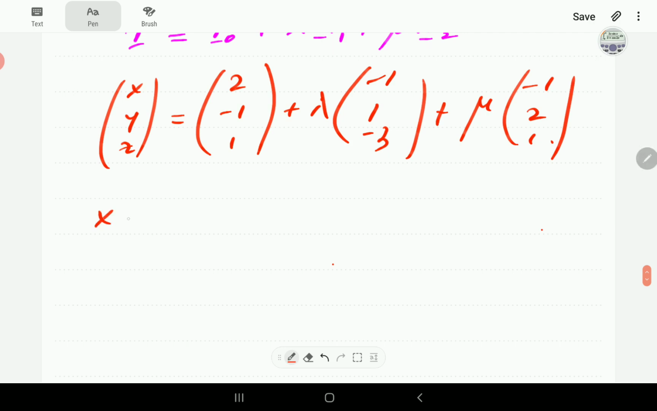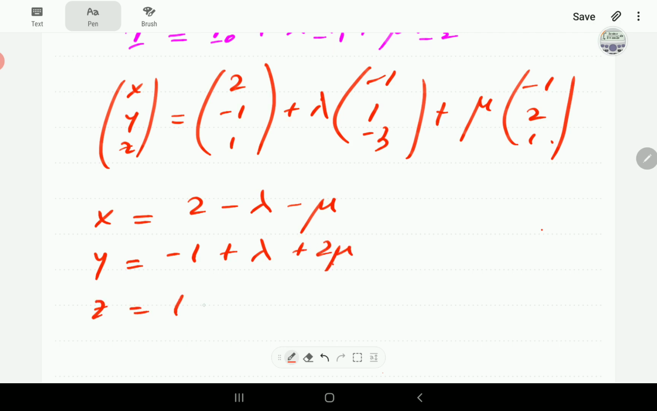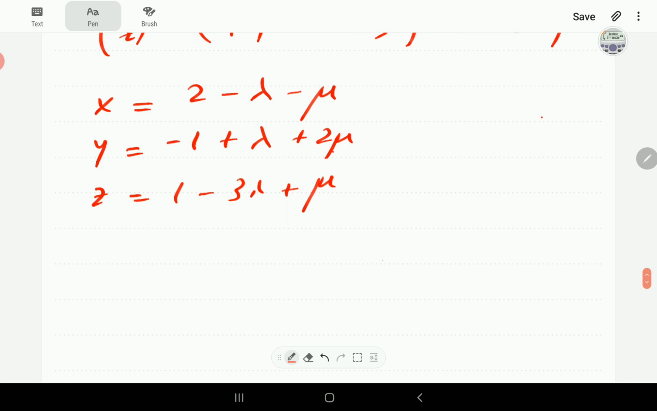So from there, the parametric form is going to be x equals 2 minus lambda minus mu. Y is going to be minus 1 plus lambda plus 2 mu. Z is going to be 1 minus 3 lambda plus mu. So that is our parametric form.